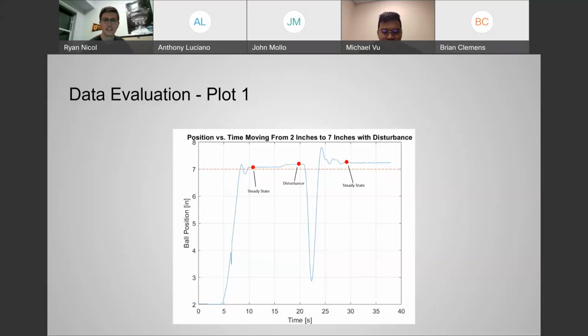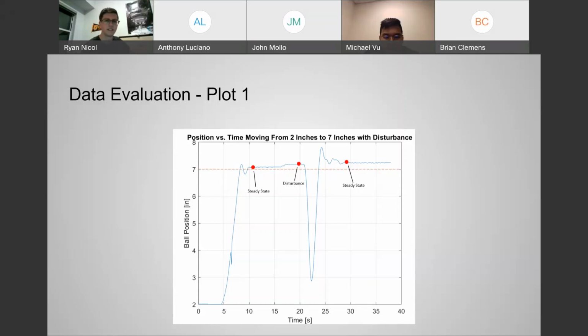All right, so we're going to start off with our data from our real-world experiment where we actually ran the ball and beam and collected the position over time. So in this graph, you can see it starts at the 2-inch mark, makes it up to 7, overshoots, oscillates a little bit, and then comes to steady state in a little over 5 seconds, and it hovers at like 7 1/8.